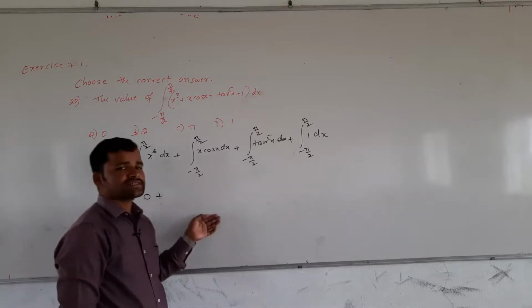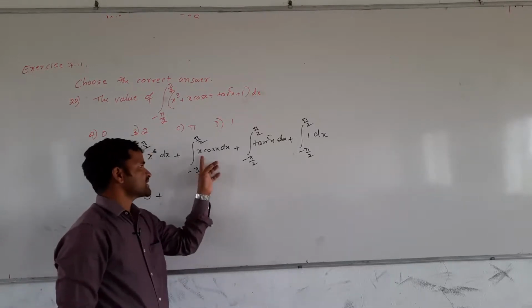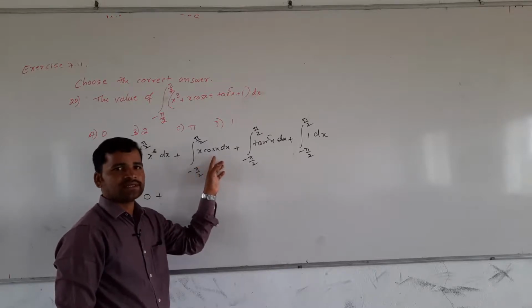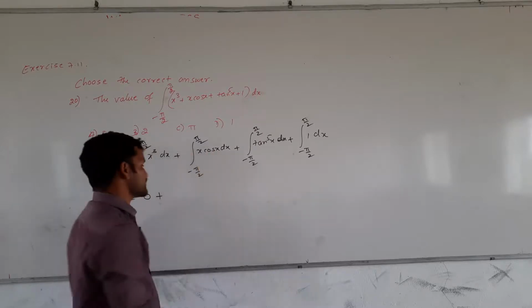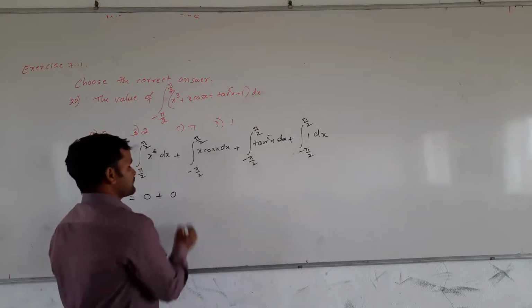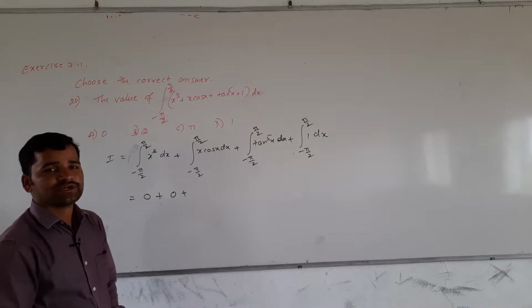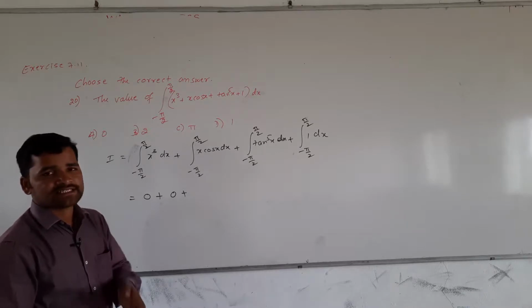Next, x into cos x: check, if you replace x by minus x, this will be minus x, and cos of minus x is plus cos x only. So we will get minus of f of x. The second one is also 0. Third one, tan raised to 5 x: tan raised to 5 of minus x, tan of minus x is minus tan x.